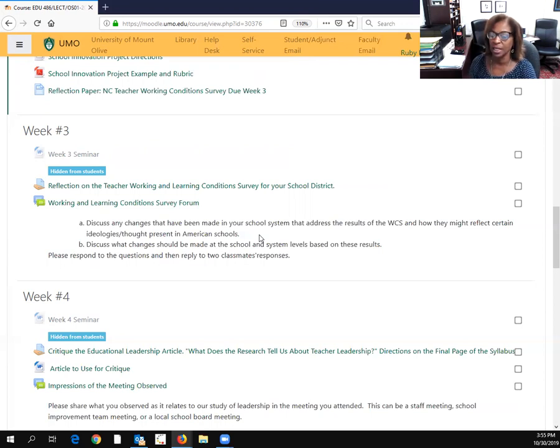And B says, discuss what changes should be made at the school and the system levels based on these results. It says, please respond to the questions and then reply to 2 classmates' responses. So if no changes have been made, then of course you make suggestions as to what you think would help them address the challenges. And if they have made changes, maybe take another item and discuss that and say, well, changes were made, but I also see another area, and this is what I suggest. Are there any questions, comments, or concerns?